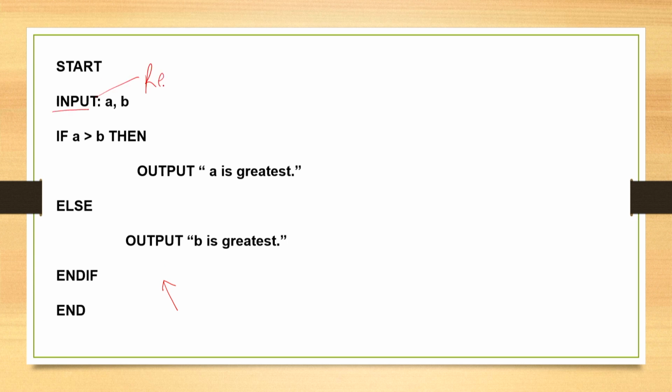It will read numbers, or you can say variables A and B, and check if A is greater than B, then it will print what? A is greatest. Else it will print B is greatest. So, this is the pseudocode for finding the largest among two numbers.